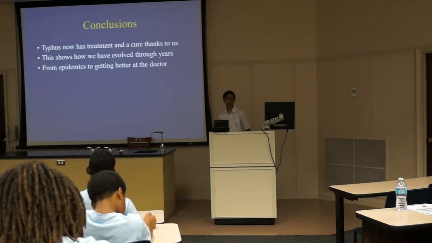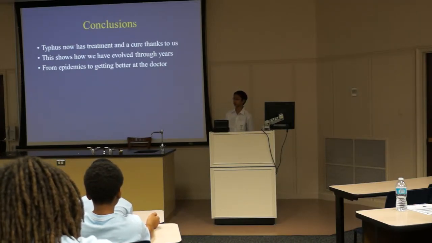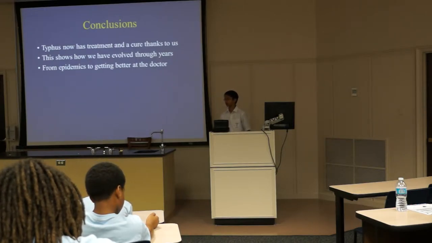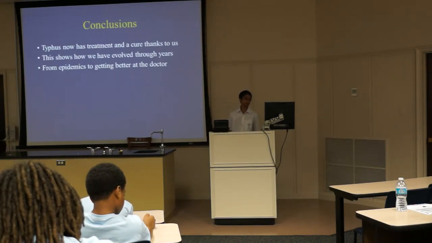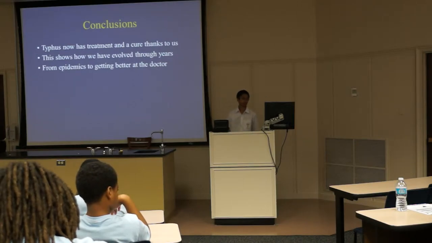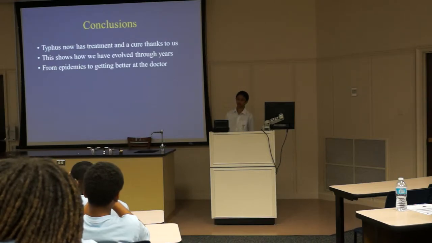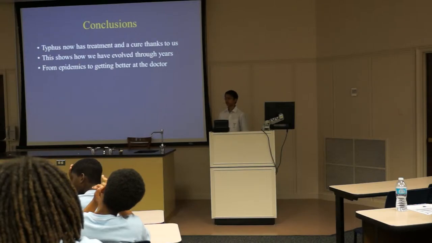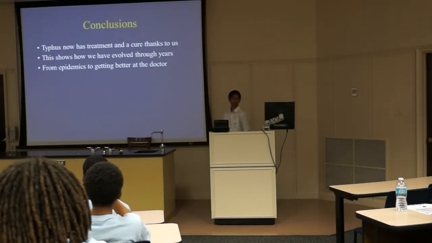Some conclusions. Now we have evolved throughout the ages, and so we used to not have a treatment, and if you had it, you had to just go on with it, but now that we do, we can get the treatment. And so we went from epidemics to getting better at the doctor. What I mean by this is that in the olden days, when you had typhus, it sometimes turned into an epidemic because no one could really cure it. But now today, when we have it, we can just go to the doctor and they can give something to us to make it better.